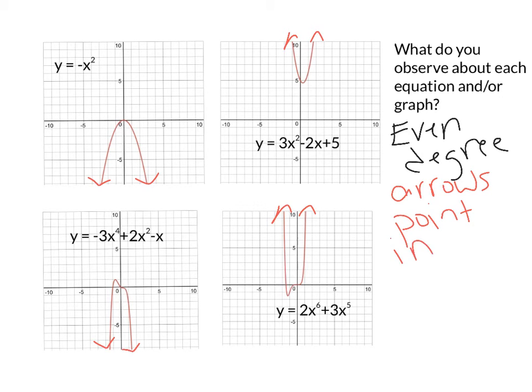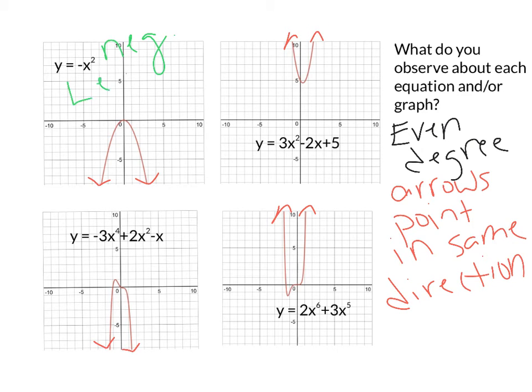Now, if you look at the 2 graphs on the left-hand side, you'll notice that they're both pointing down towards -infinity. That's true because of a negative leading coefficient. So whenever there's a negative leading coefficient, our graph will point down towards -infinity.